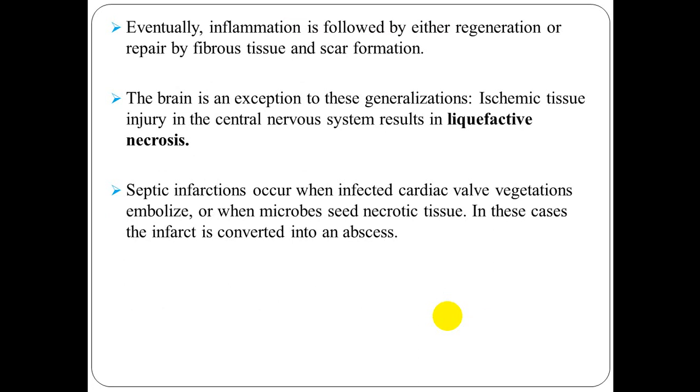Eventually, inflammation is followed by either regeneration or repair by fibrous tissue and scar formation, and this depends on the type of the tissue where the infarction occurs. If it is a regenerable tissue, like in the alimentary tract, sometimes, for example, we have an obstruction in the artery that supplies the mucosa of the intestine. So there is a mucosal infarction only. Mucosal infarction is of no clinical significance.